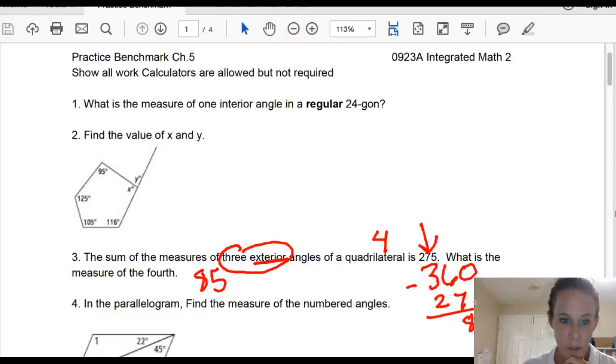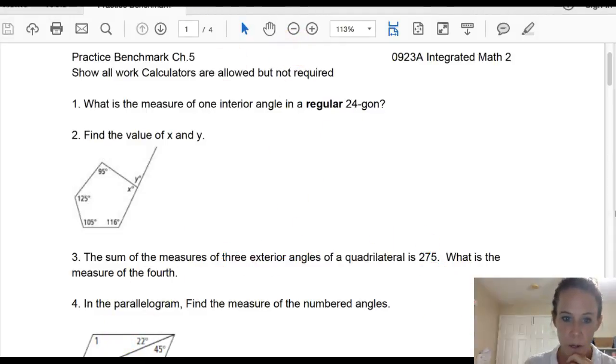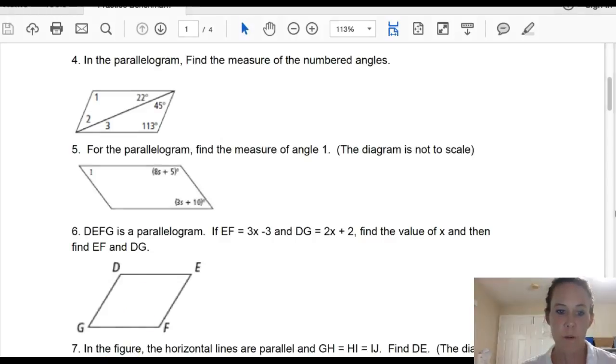All right, let's go down to number 4. It asks for the measure of the numbered angles. And we know in a parallelogram that opposite angles are congruent. So let's go ahead and do the measure of angle 1. The measure of angle 1 is going to be 113.